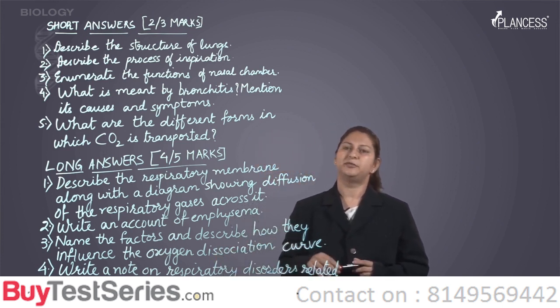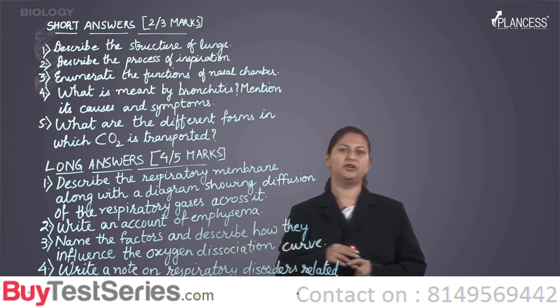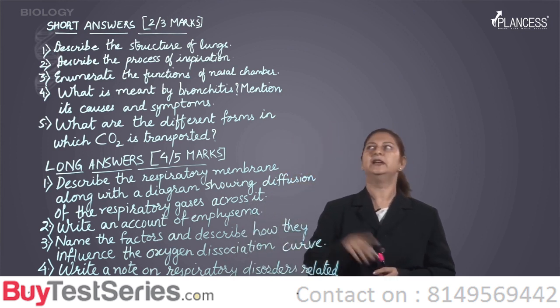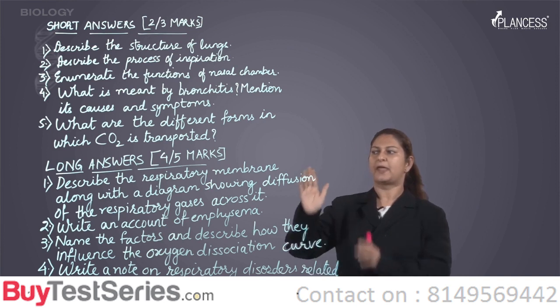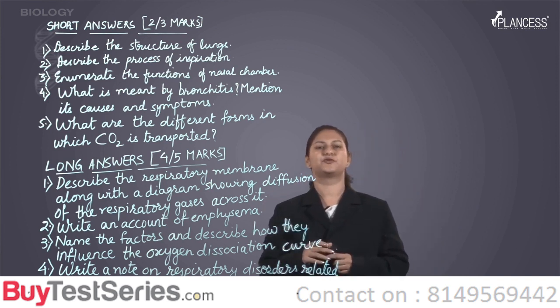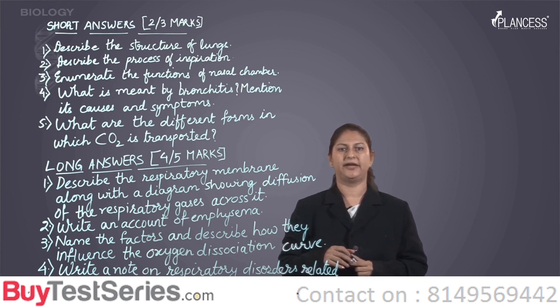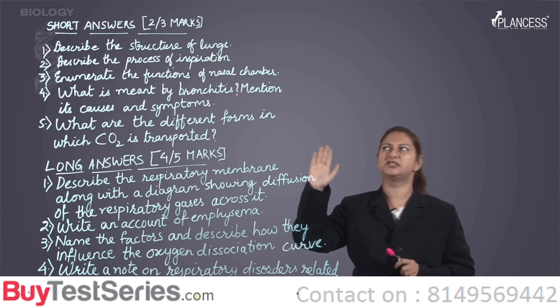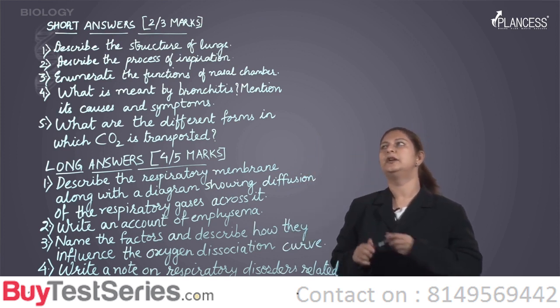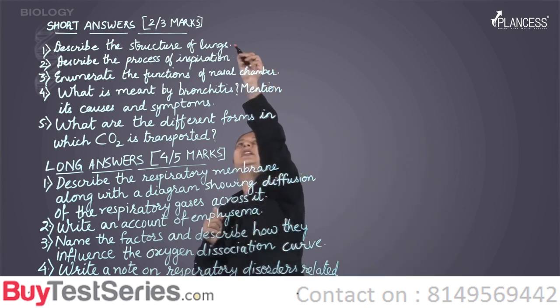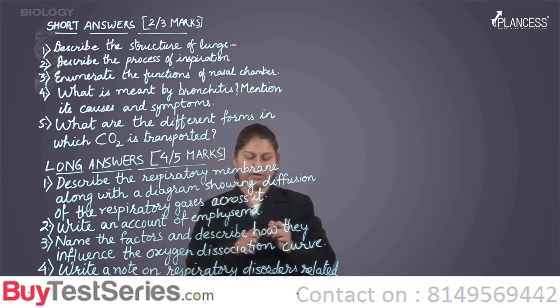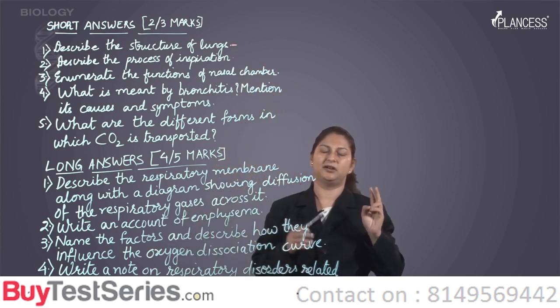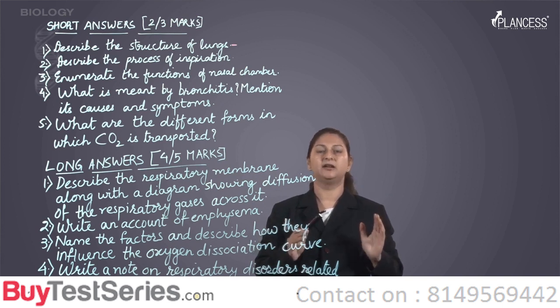Now here, describe the structure of lungs, it usually will never be asked for a 2 mark question. It will be either 3 or 4, and if it is asked for 4 or 5 marks, you will have to draw the diagram of lungs over there. Only the external structure, because they have not touched upon the internal part. It is just structure of lungs. Now here in this answer, you will have to mention that lungs are a paired structure, right? And you will have to mention about the pleural membranes, right?